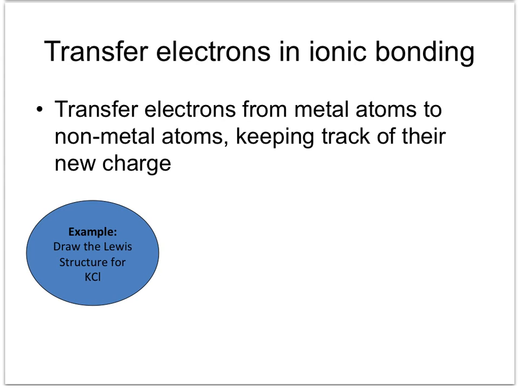We'll start off with potassium, which has 1 valence electron, and we're going to add that to chlorine, which has 7 valence electrons. And we know that potassium is going to give up its 1 electron to chlorine. And so I'm going to keep chlorine in its same position.